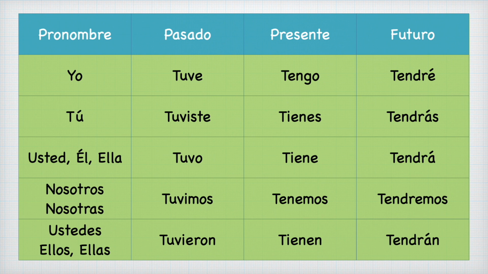If you put them together, like in this chart, we have 5 different variations per tense. Let's practice with a few sentences.